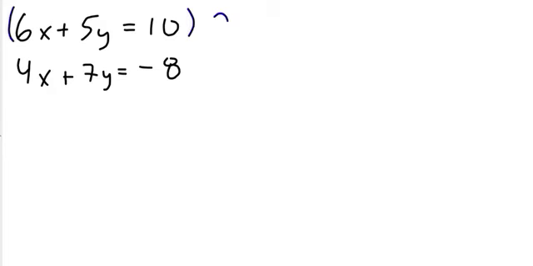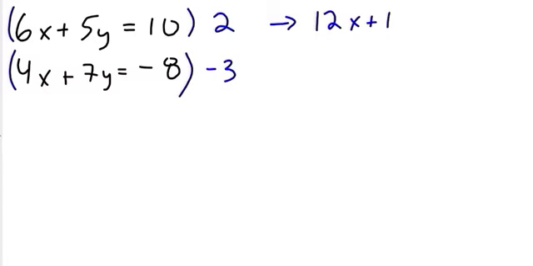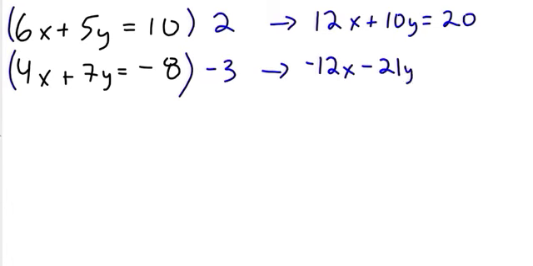So the top, to turn this into 12, I'm going to multiply by 2. 6 times 2 is 12. The bottom, I want to multiply this by 3 because 3 times 4 is 12. But remember that I want the signs to be opposite. So I'm actually going to multiply this by a negative 3 so that I have a positive 12 on top and a negative 12 on bottom. And then I'm going to multiply these across. So 12x plus 10y equals 20 is my new top equation. My bottom equation, because I'm multiplying everything by negative 3, gives me negative 12x minus 21y equals positive 24.